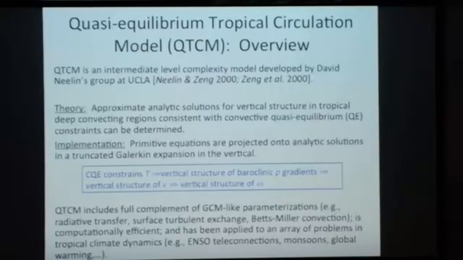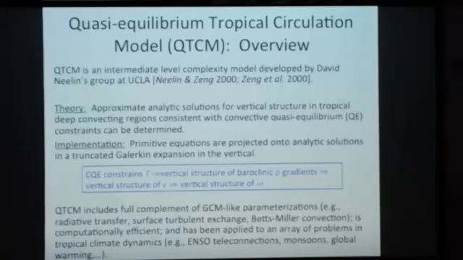QTCM, as a family of models, includes the full complement of GCM-like parameterizations. So just like a global climate model, it has things like radiative transfer and surface turbulent exchange. It has a convection parameterization called the Betts-Miller scheme. I'll talk more about that tomorrow. These parameterizations aren't as complex as what you might find in the GFDL model or the NCAR model, but it's essentially in the same spirit.